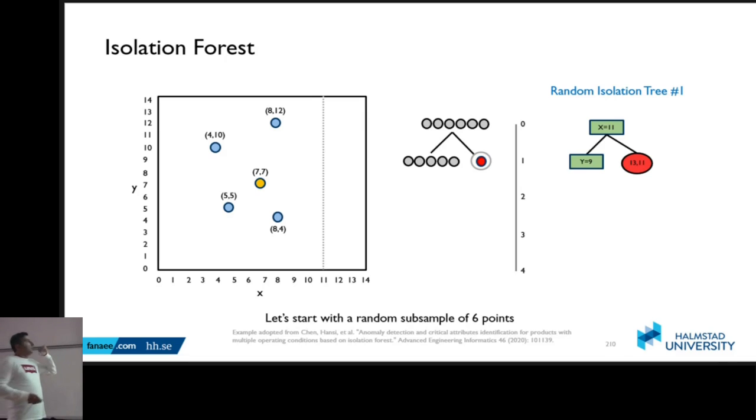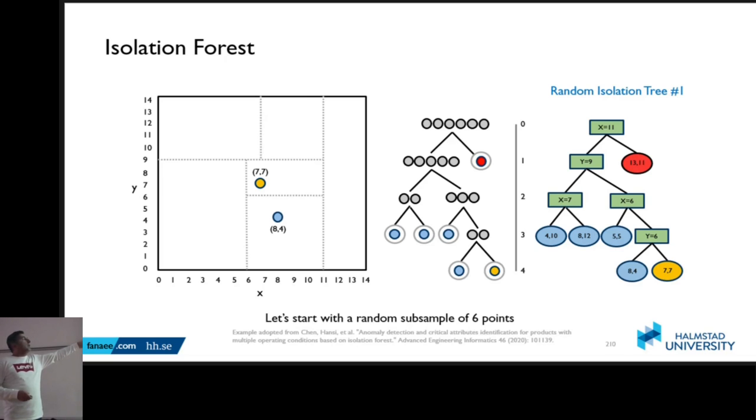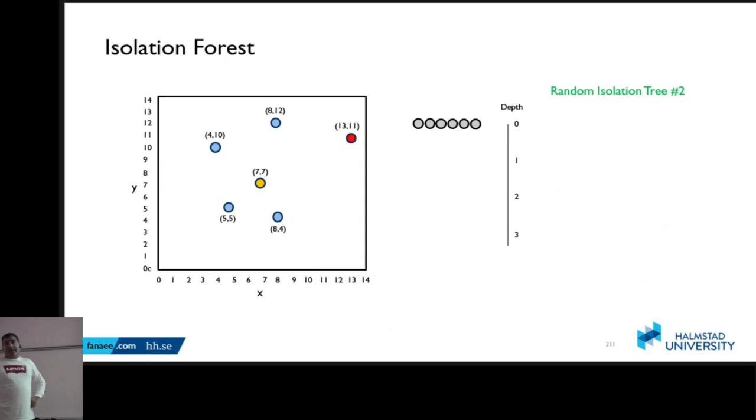Then we go to the other points. We go to the other feature, which is Y, and make another cut, right? No points become isolated, so we still need to continue. We put X equal to 7 and make a cut for the above part, and now we have 2 isolated points, right? Now we go to the bottom part and make another split. Now we have 1 isolated, 5, 5. We need another split for this too, so we make another split. And finally, we have these also covered. This was one random isolation tree.